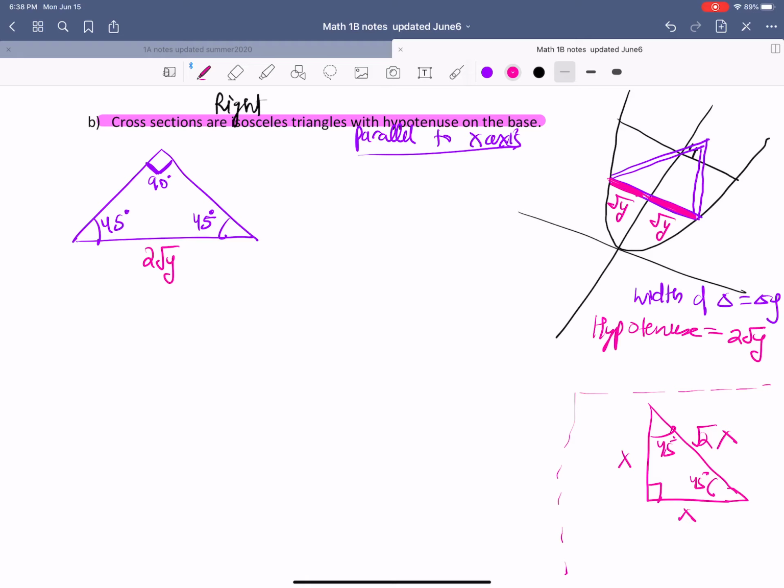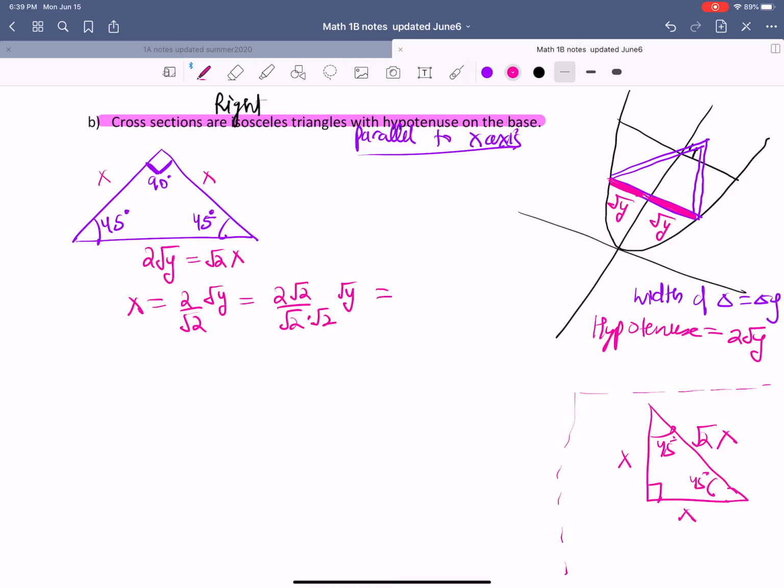Okay, so this would be root 2 times x. So again, if you think about the ratio, if this side is x, this side is x, this side would be root 2 times x. How much is x going to equal? In this case, x will be equal to 2 over root 2 times square root of y, which you can rationalize if you want.